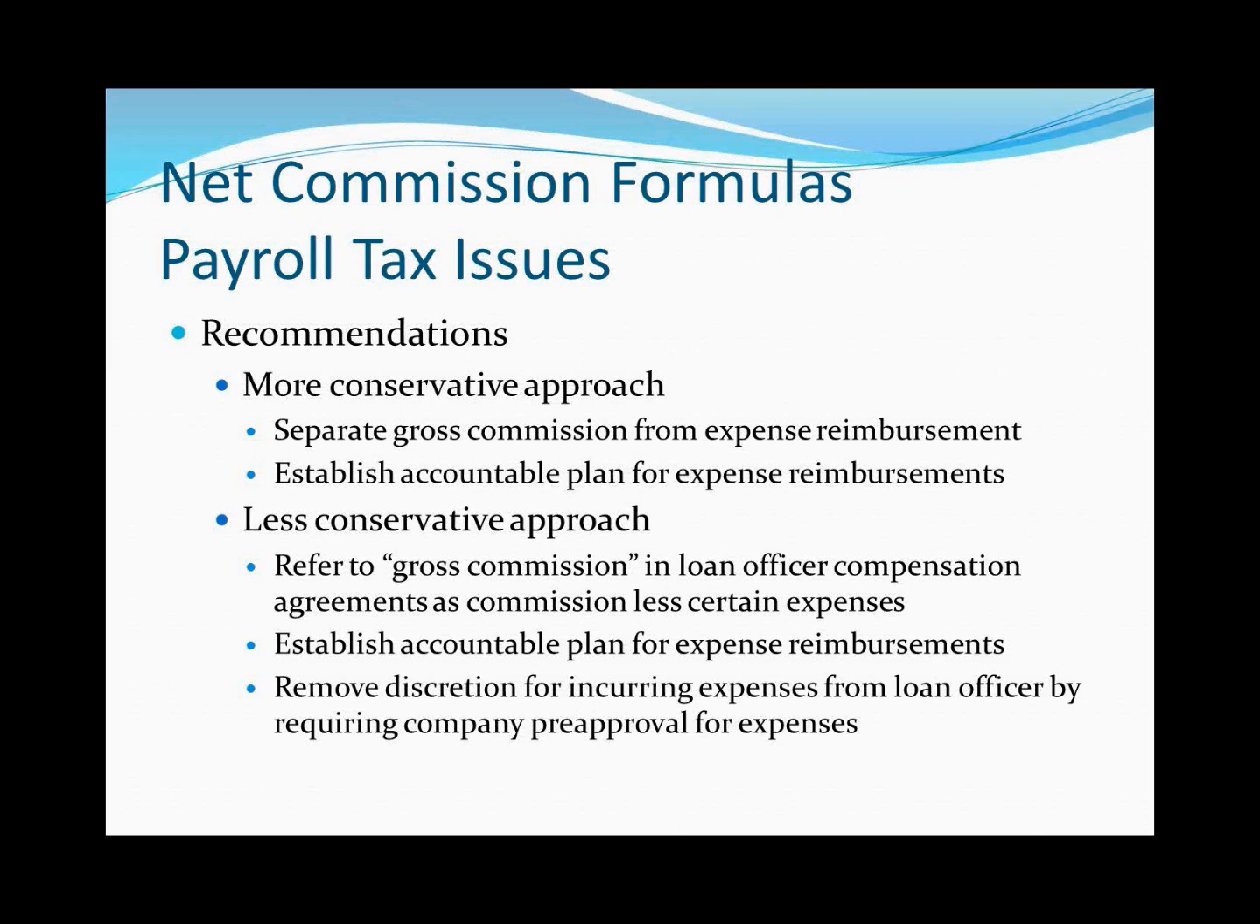commission less certain expenses. A lot of the time the agreements will say you get a gross commission of 50 basis points or 100 basis points or whatever that gross commission formula is, and then from there we're going to back out certain expenses, and that's going to get you to a net commission, which is your pay. What we suggest, and it may seem like semantics, is that rather than call the gross commission the 50 basis points or 100 basis points or whatever, refer to the gross commission as 100 basis points less these prescribed expenses.